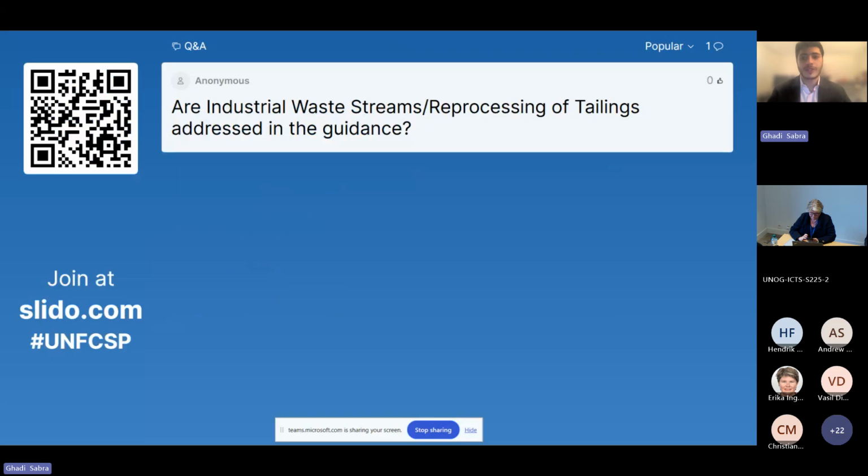So we do have a question. First is, are industrial waste streams and reprocessing of tailings addressed in the guidance? That is, in fact, addressed, yes. We will share a list of documents along with the guidances and the generic UNFC, all the needed or required documents for a proper application of UNFC with the participants, and they're mostly available on our Knowledge Hub on the UNECE webpage. But this will be also shared. So I can mark this as answered.